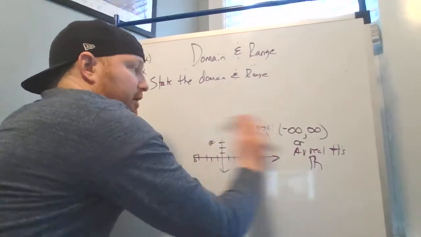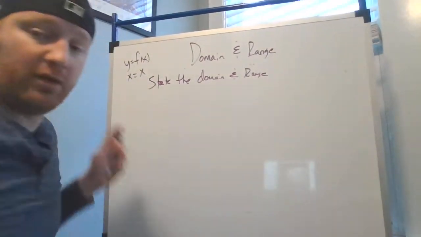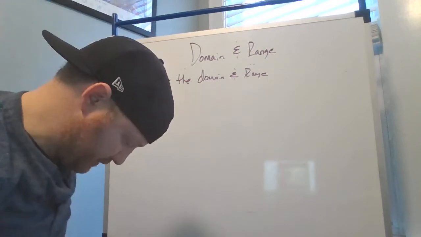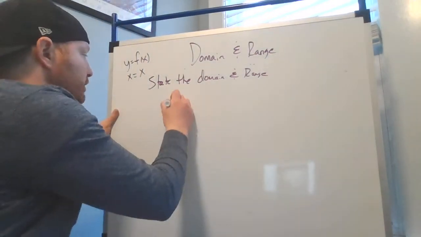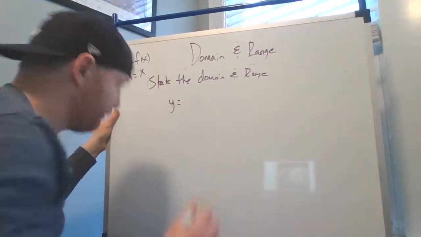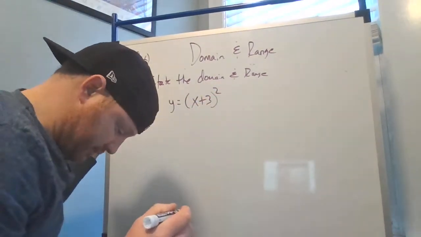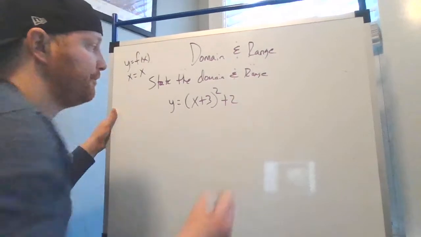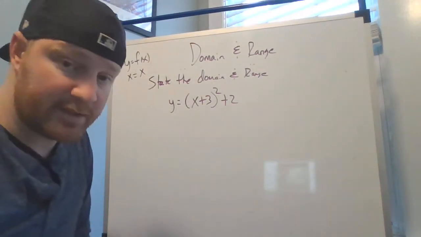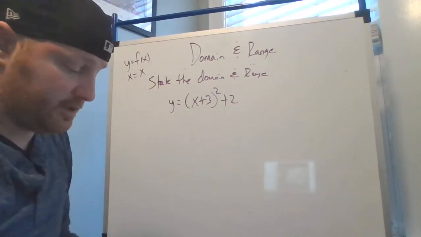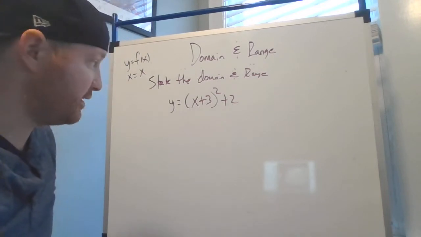Let's do another one, increasing the difficulty just a little bit. I got y equals, we'll do a quadratic, (x plus 3) squared plus 2, okay? Now you're going to see examples like this in today's work, so I'm giving you guys straight examples that will look just like some stuff in today's work.